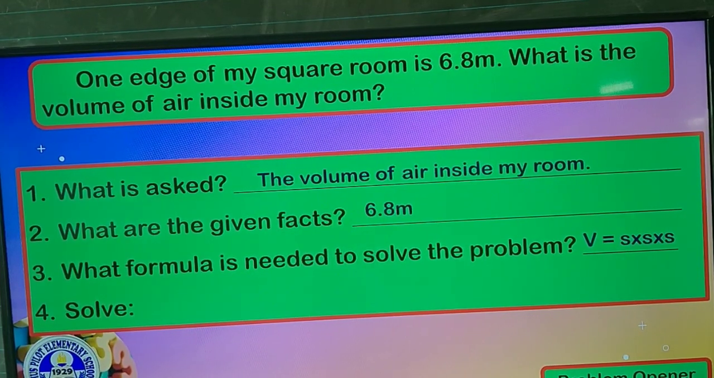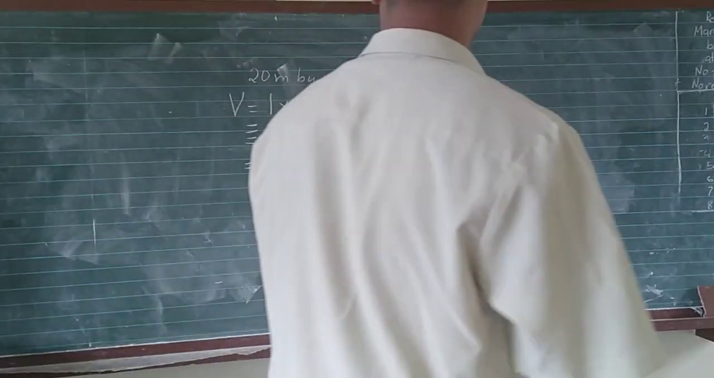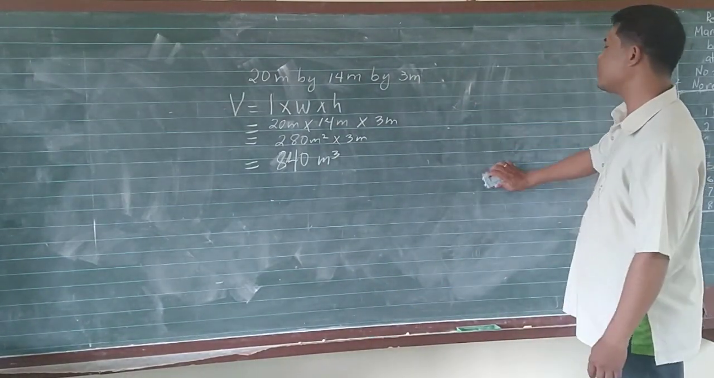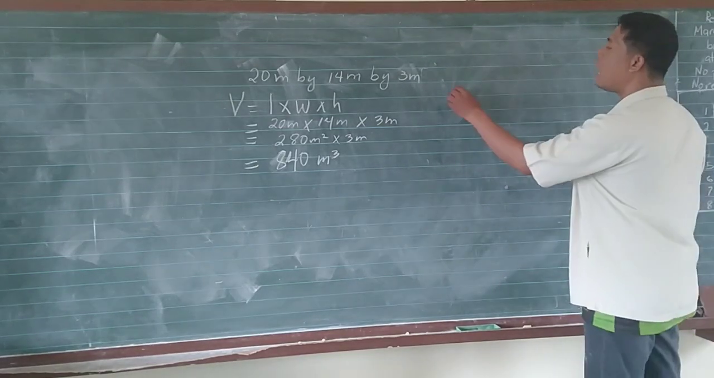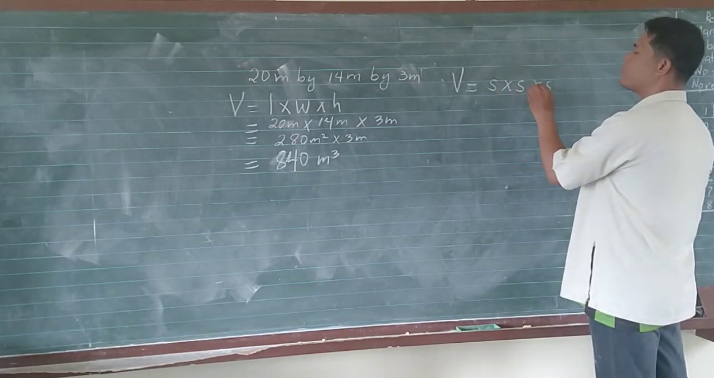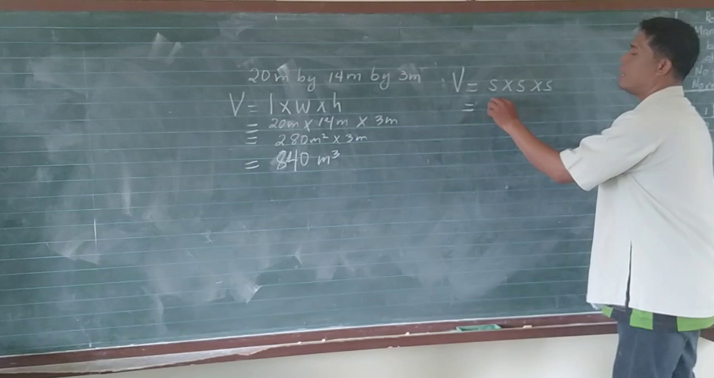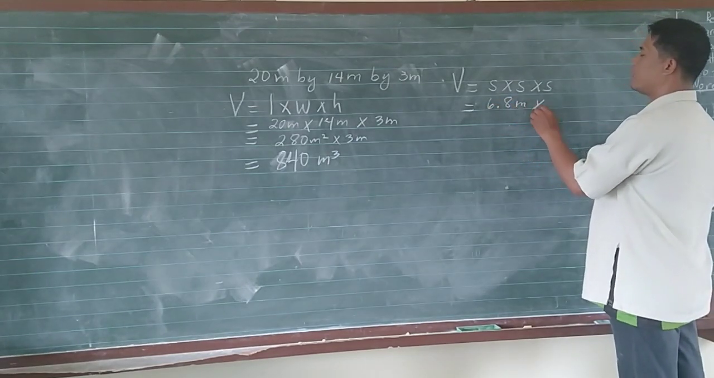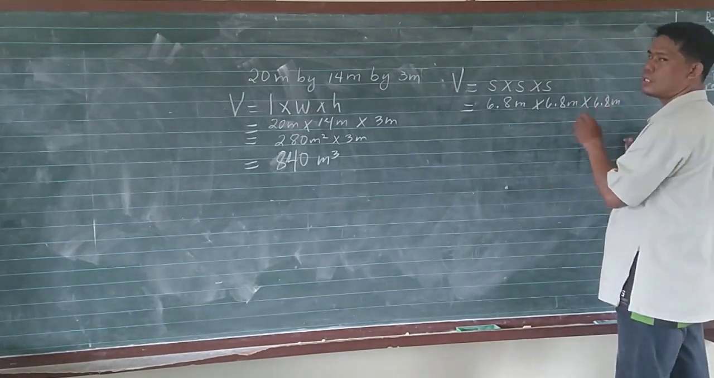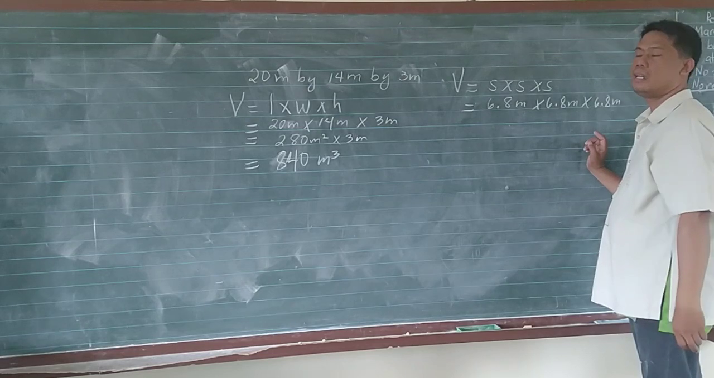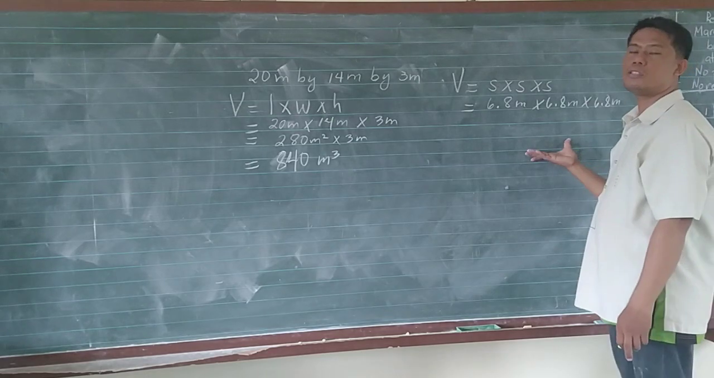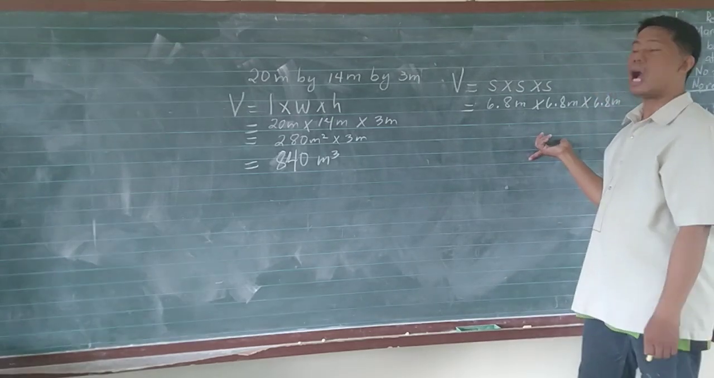Okay, we are going to solve now. Our given is only one, that is 6.8 meters. So again, we are going to solve the volume of a cube. The formula is V equals S times S times S. Then substitute. We have 6.8 meters times 6.8 meters times 6.8 meters. So we are going to multiply 6.8 three times because the solid figure described in our problem is a cube.